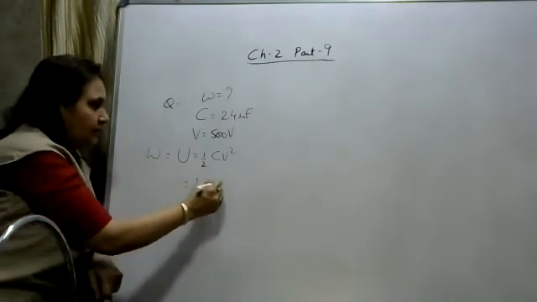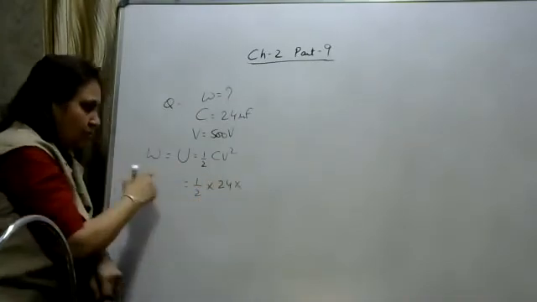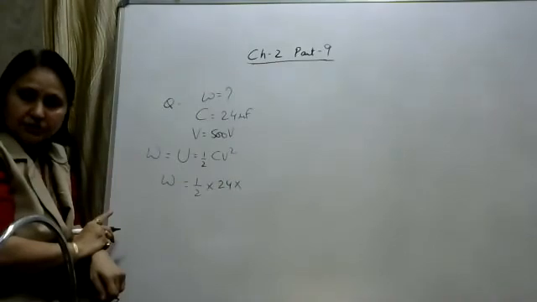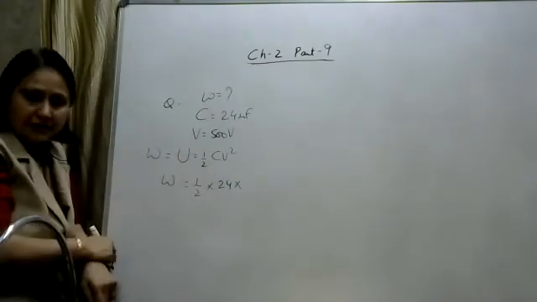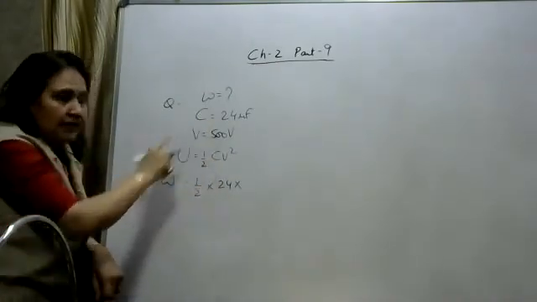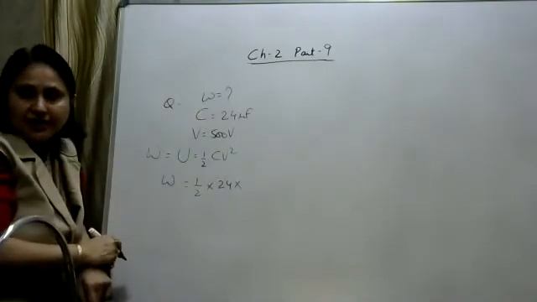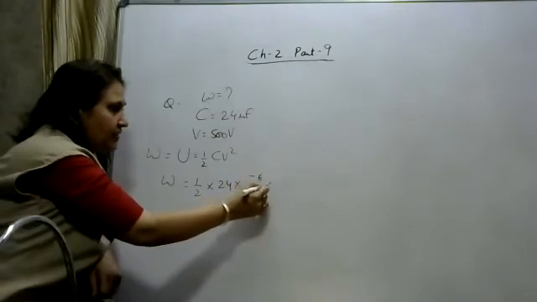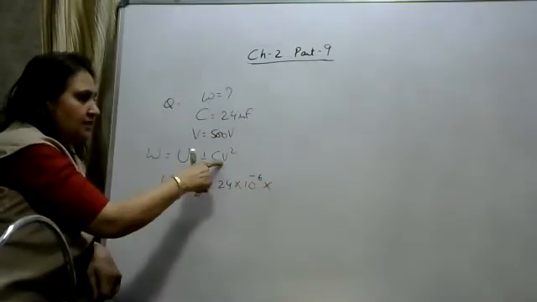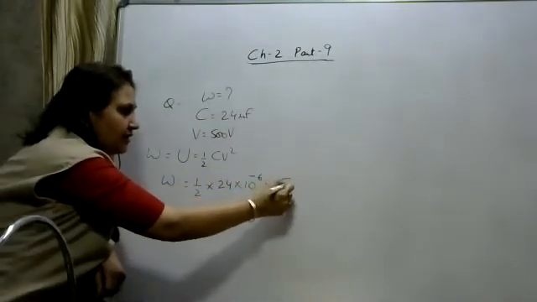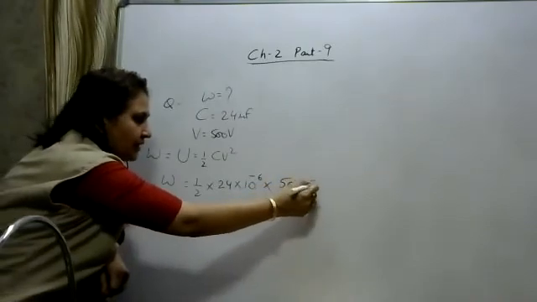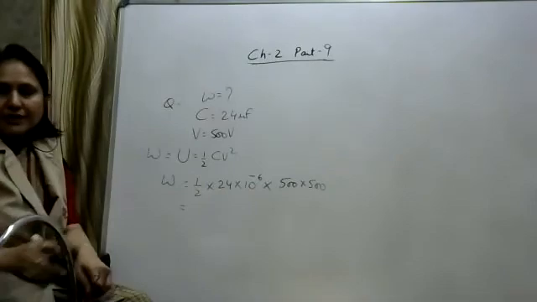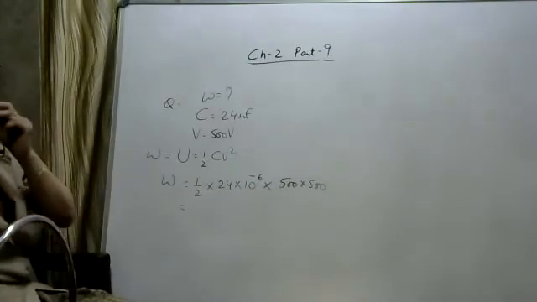Half, capacitance is 24. In order to get this work done in SI units, and the SI unit is joules, all this should be in SI units. We know that the SI unit of capacitance is farad. So 24 microfarad is 24 into 10 raised to the power minus 6. V square is 500 square, 500 into 500. So you can simplify and find out the work done.